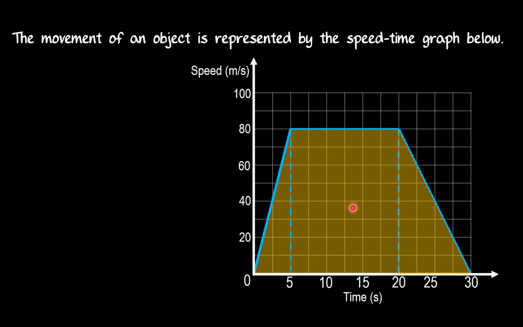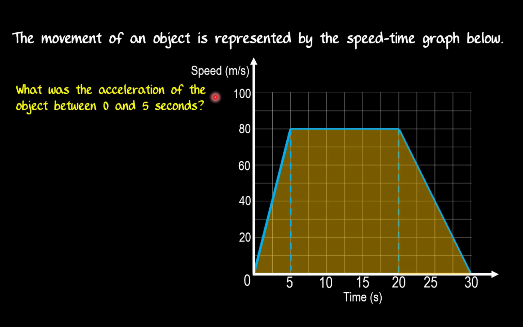Here's another one. It says the movement of an object is represented by the speed time graph below. Let's see what happens here. This object moves from being stationary, from rest, and the speed increases until it's at 80 meters per second, and that happens in 5 seconds. And then it stays at 80 meters per second for the next 15 seconds, and then decreases its speed, decelerates in 10 seconds until the speed is 0 meters per second, until it comes to a stop.